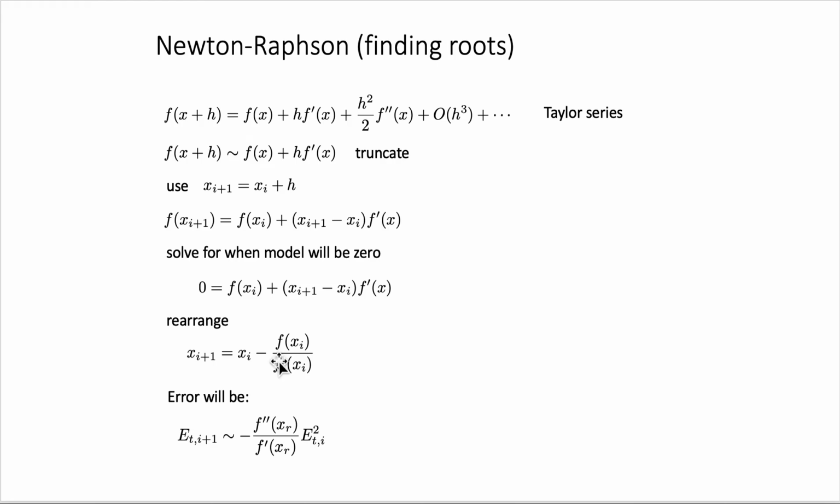And the error, as one can figure out from this Taylor series, will be roughly proportional. So the error at the next iteration will be the square of the error of the previous iteration. So if we're in a situation where the error was small, let's say less than 1 before, at the next iteration the error will be even less.